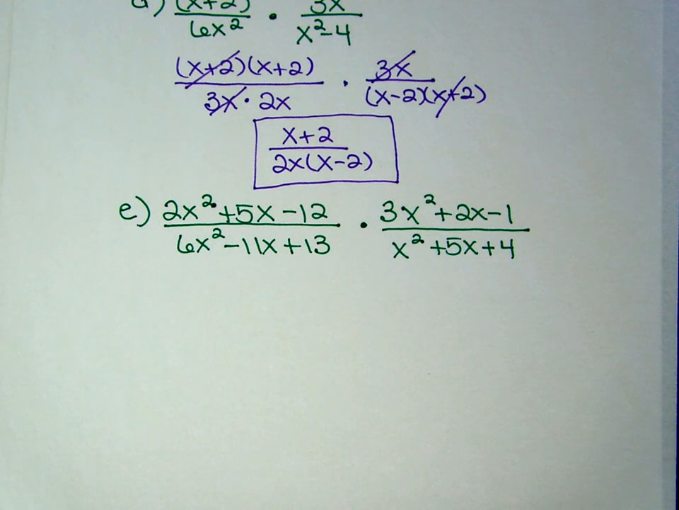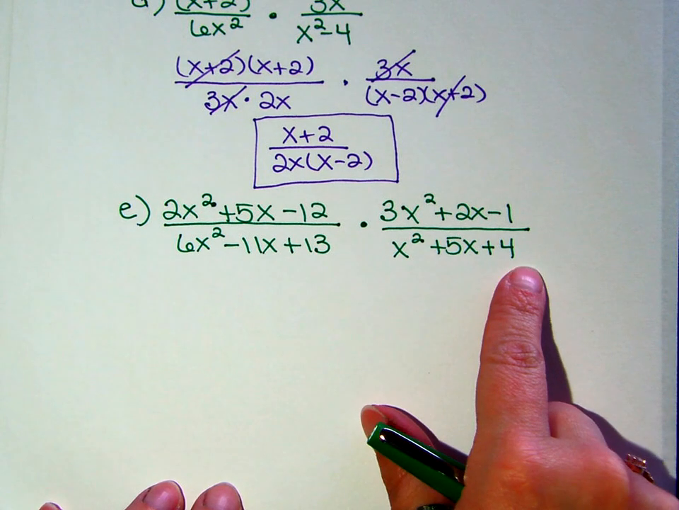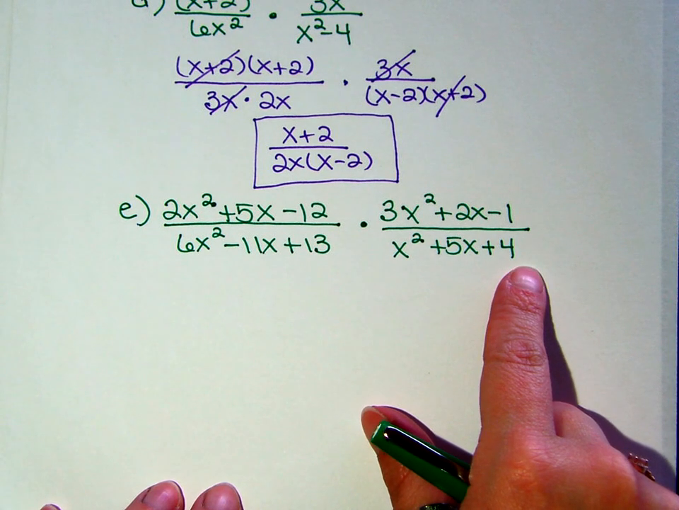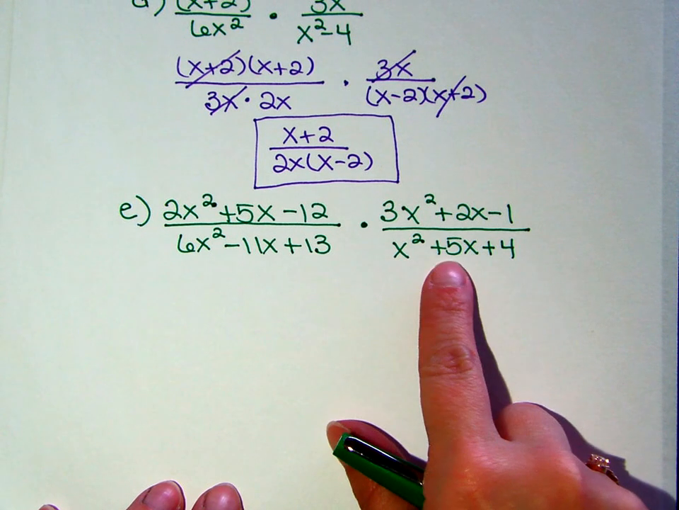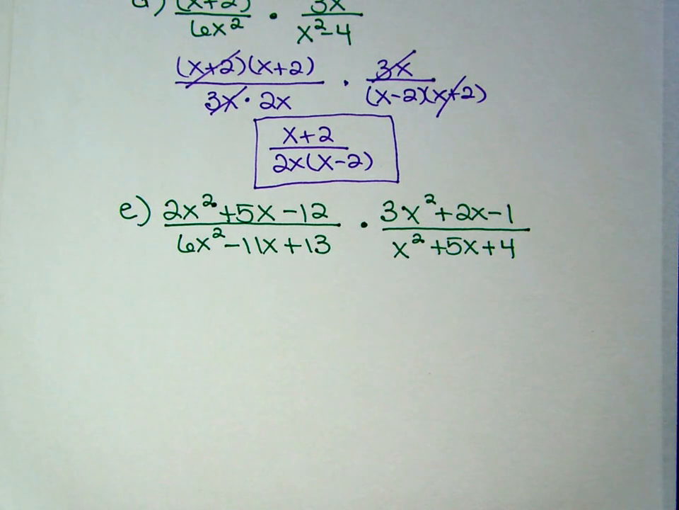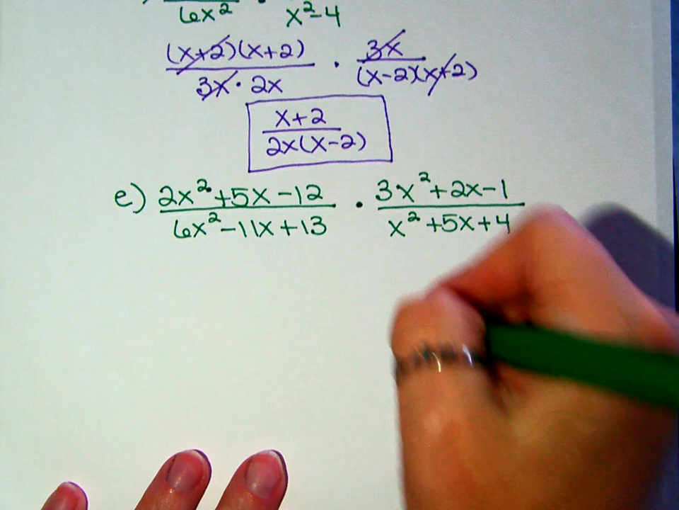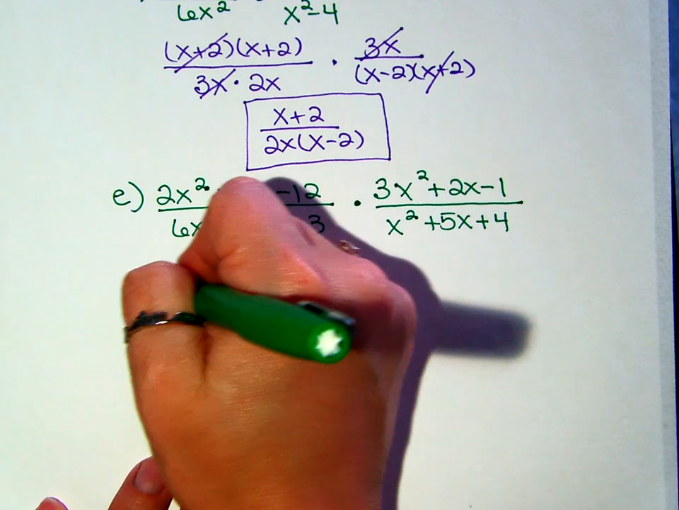And so if I'm looking at this, the bottom right one seems to be the most basic. It doesn't have a coefficient out in front of my x squared. They're both positive. That seems like the easiest one to factor, so I'm going to start there. You don't have to do it that way. That's just the way that I like to approach it.